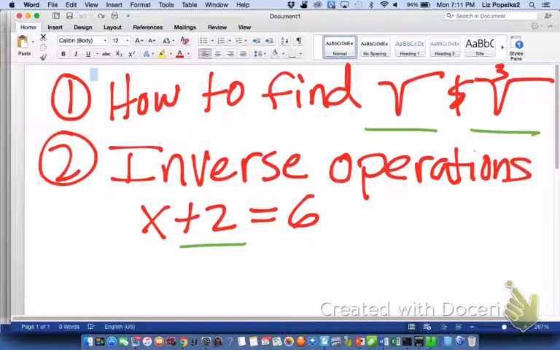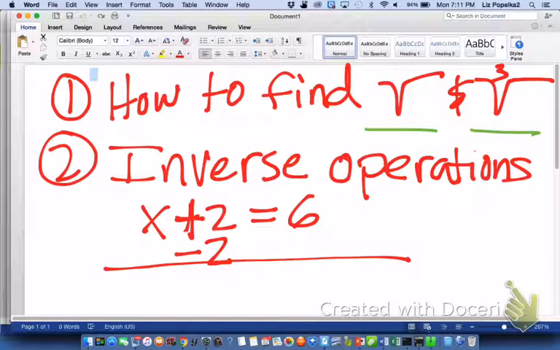Inverse, hopefully we remember, is a fancy word for opposite. So we're going to use an operation that is the opposite of plus 2 in order to get rid of a plus 2. We're going to get rid of it using a minus 2 because it's the opposite, or inverse. So that's going to cancel, and now I've got my x by itself, or isolated.